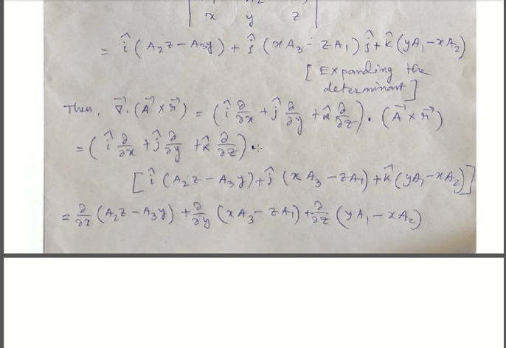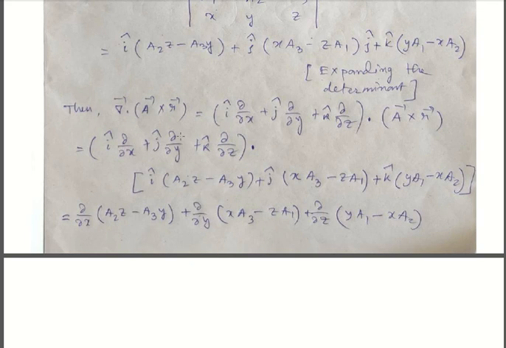Now what is this? This is simply a dot product. Dot product means i dot j is 0, i dot k is 0. So only del x of i dot i equal to 1. So del x of a2z minus a3y. Because i dot j is 0, this term will be 0. i dot k is 0, this term also will be 0.